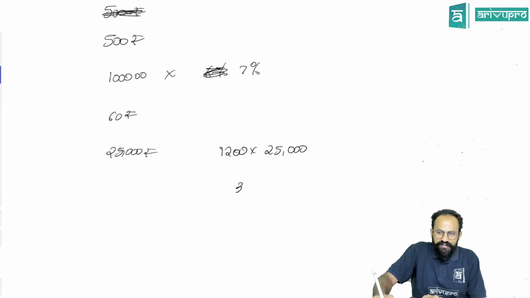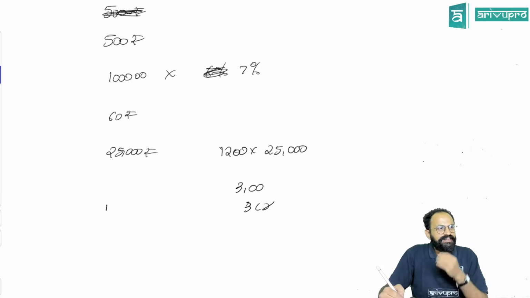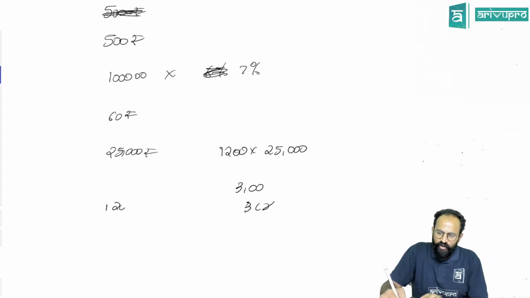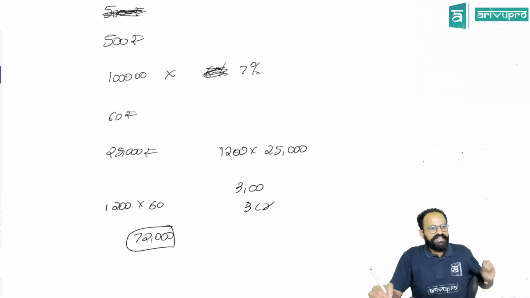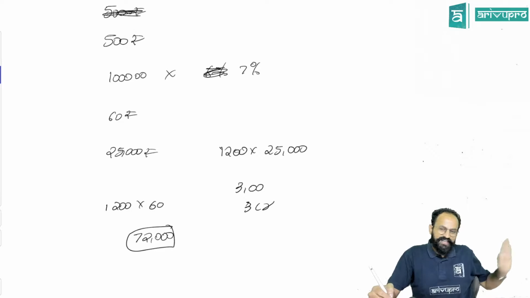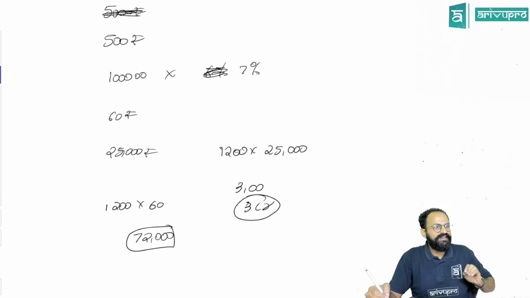3 crore. Okay, do 1200 into 60. 1000 lakh. So, if at all you had purchased the site by investing 72,000 in 2000, today that amount is 3 crore.